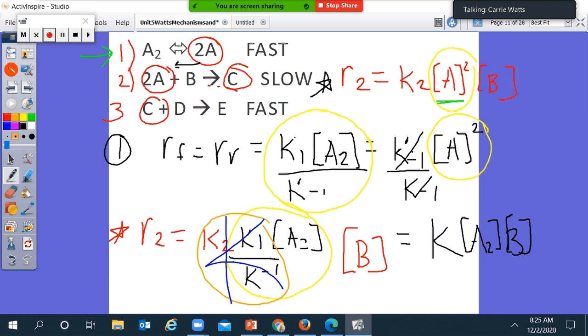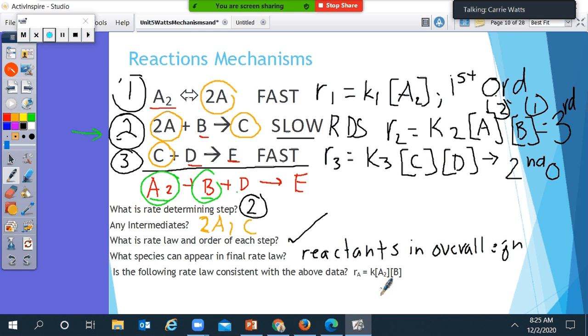And the question in the problem asked, is this consistent with your data? And the answer is yes, this rate law is consistent with the data.